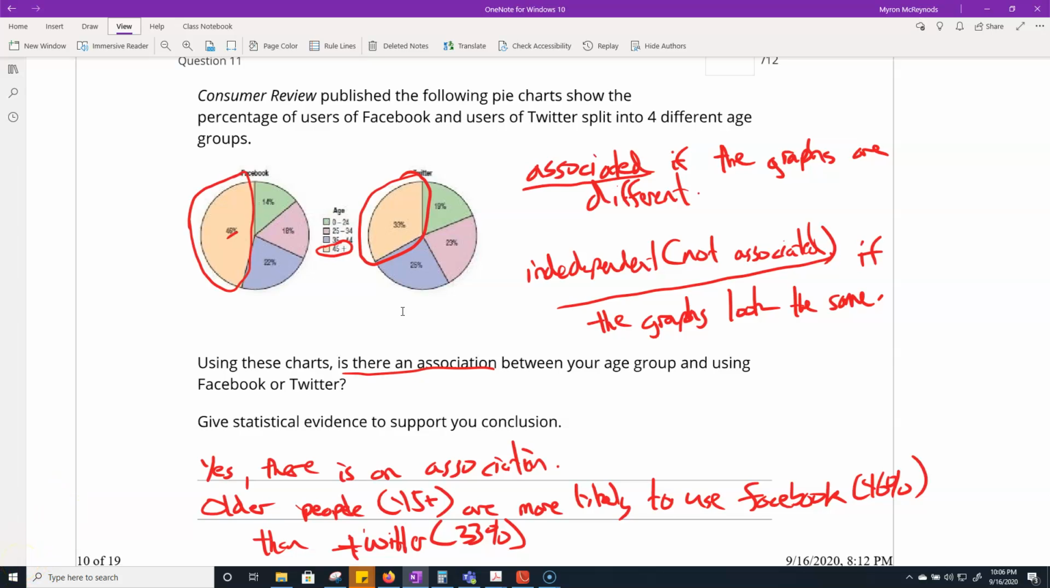And you can see that kind of lines up with what you would think, right? Facebook tends to be more older people using it. And if you look at Twitter, the 0 to 24 use Twitter more, 19 versus Facebook, 14. I could have talked about that instead, and that would have been right. You can talk about any of the differences, and they would be correct, but I picked the biggest difference because that's the one that made the most sense to me to talk about.